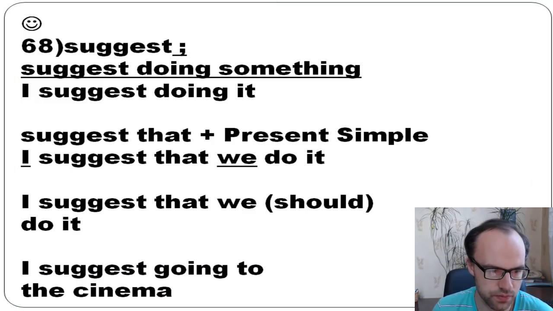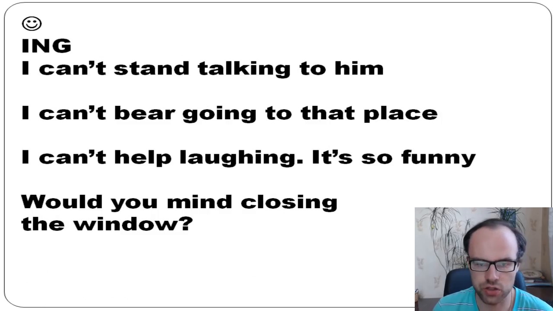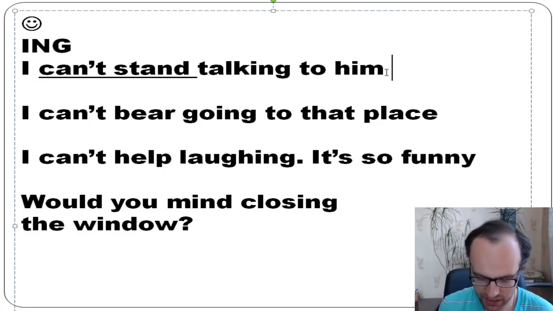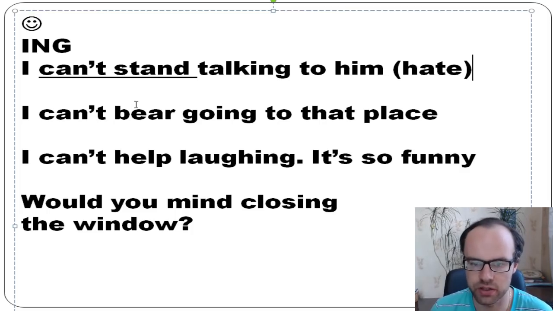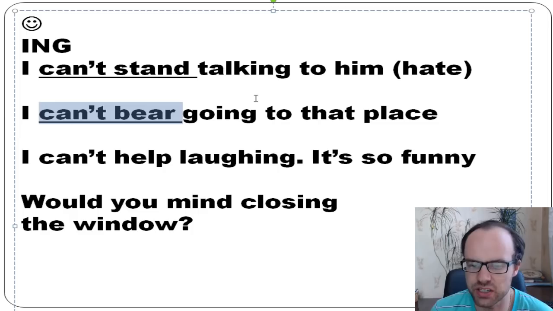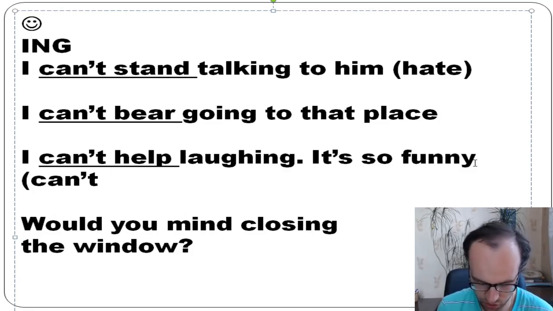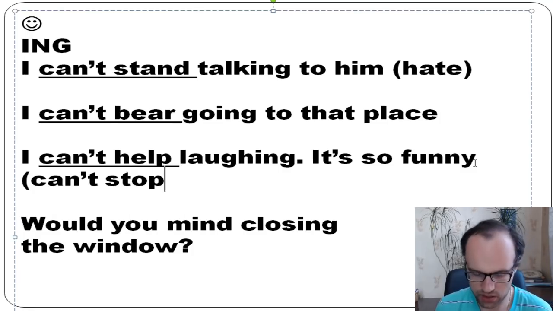Next. So what is next? So ing. We also use ing with can't stand, can't stand doing something. I can't stand talking to him. It means I hate it. I can't bear going to that place. It also means I hate going to that place. I can't help laughing. It's also I can't help doing something. It means I can't stop. I can't stop laughing.